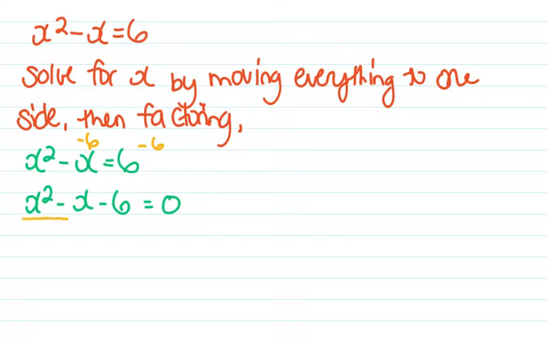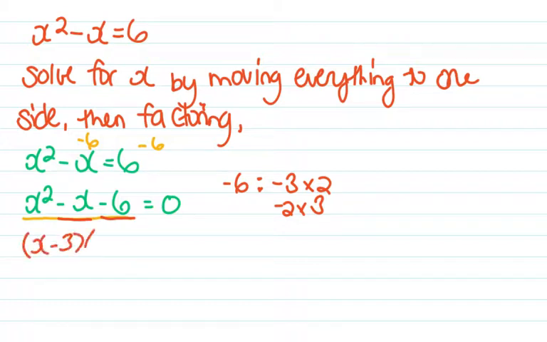Now I can factor this, x squared minus x minus 6. This is a trinomial with an a value of 1. So I'll need two numbers that multiply to -6 and add to -1. So numbers that multiply to -6 would be -3 and 2, -2 and 3, 1 and 6, 6 and 1. In this situation, to add to -1, it would be -3 and 2. So my two brackets would be (x - 3)(x + 2) = 0.